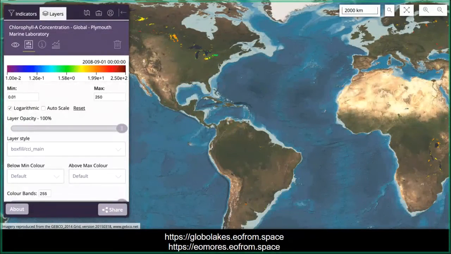That's just an example of some of the water quality products that we've produced using Calimnos. This is the data portal that we produced for Global Lakes, and we have a similar one for the EOMORES project as well, where users can go and browse the various water quality products that we've produced by parameter, by geographical region and by time period.